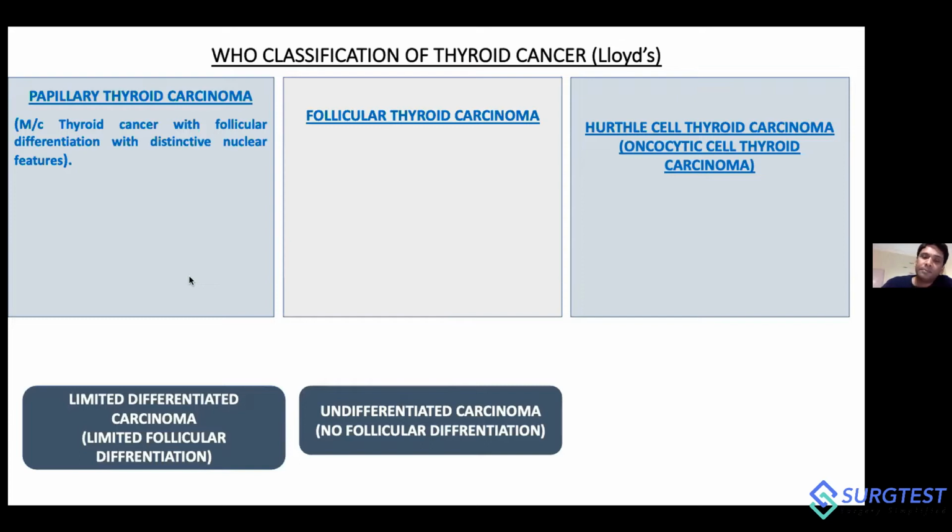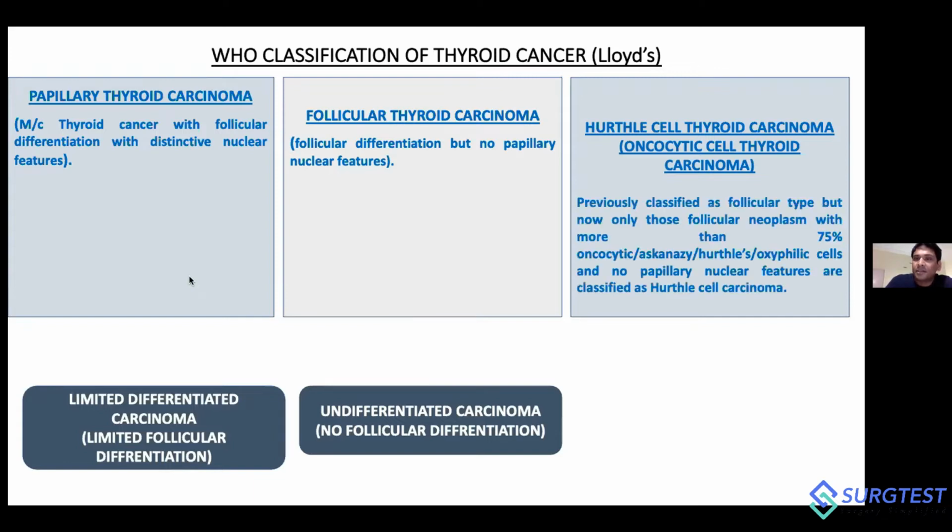Once you have the distinctive nuclear feature of papillary thyroid carcinoma, it is there, and then you will start talking about the other one. Follicular, they have follicular differentiation, but no papillary nuclear feature. So see how these nuclear features are so important in dividing the differentiated thyroid carcinomas. You will keep on listening about this a lot of times.